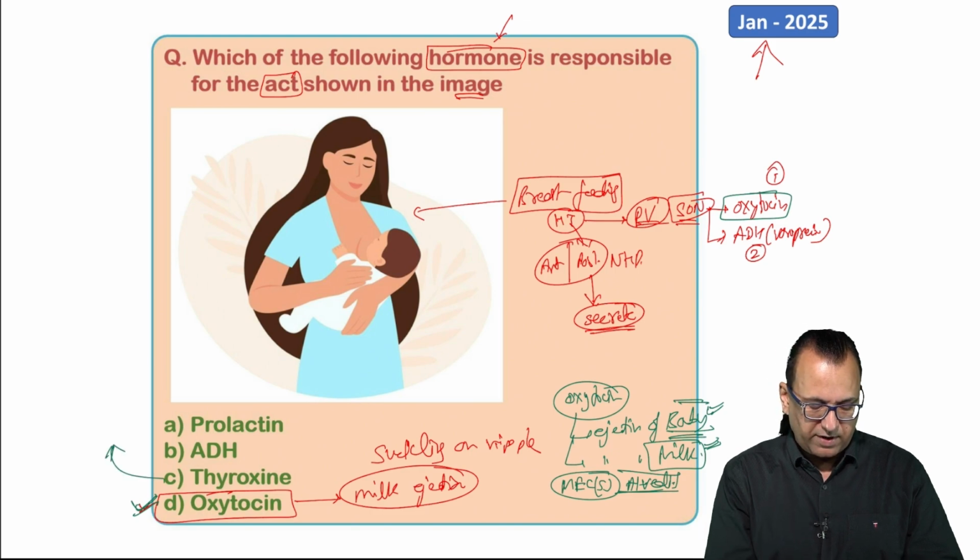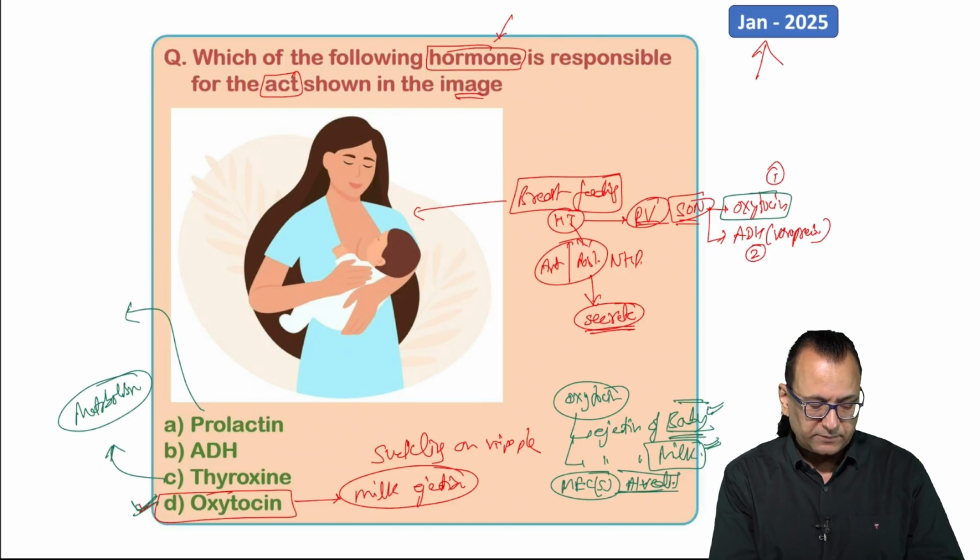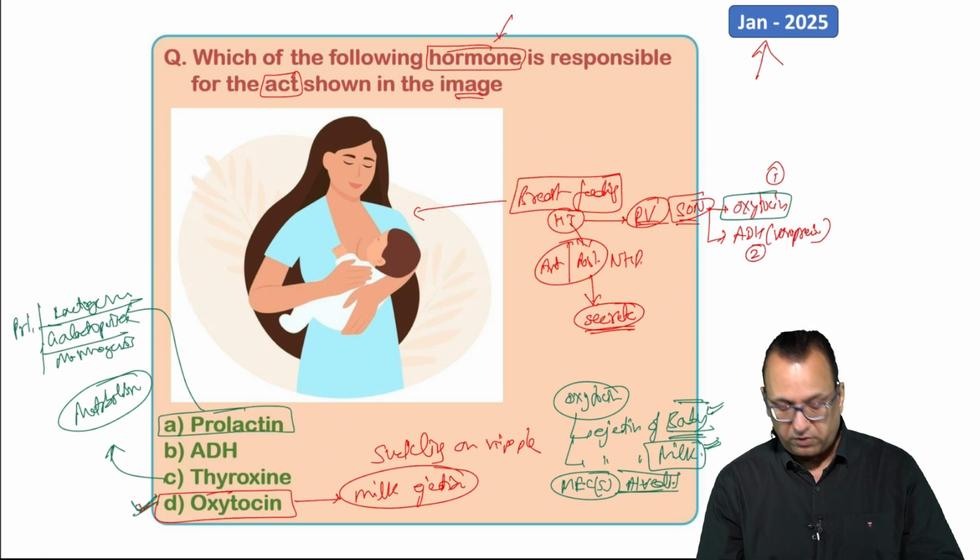Thyroxine is for the metabolism in the body, and it is given by the thyroid gland. Prolactin, as we have told, when there is suckling, prolactin will also be activated, but prolactin is basically for lactogenesis, meaning milk production. It is also for galactopoiesis, meaning it continues producing milk. It is also for mammogenesis, especially post delivery. So these are all features of prolactin, but not the answer for this particular question.